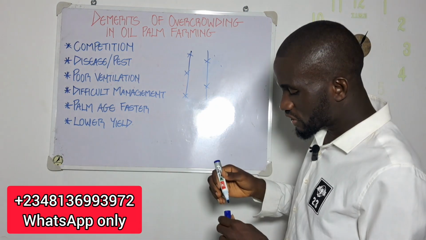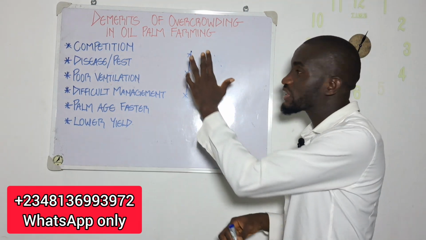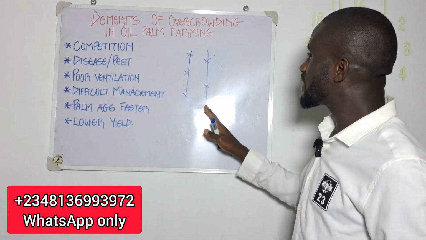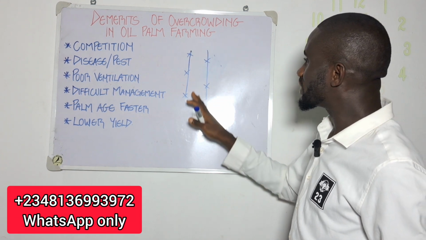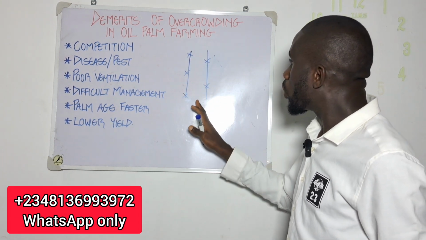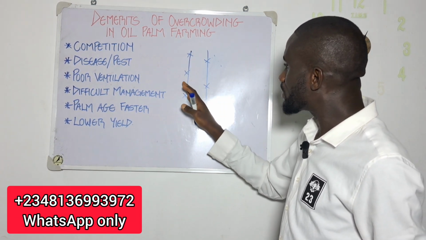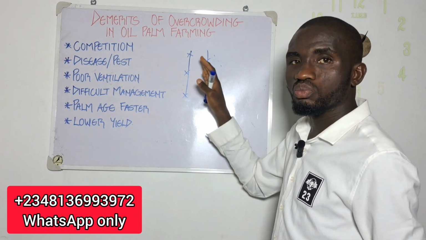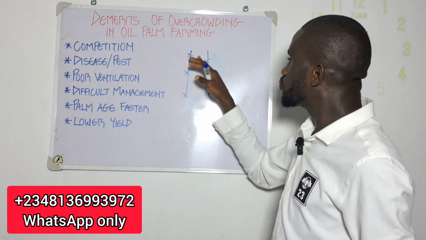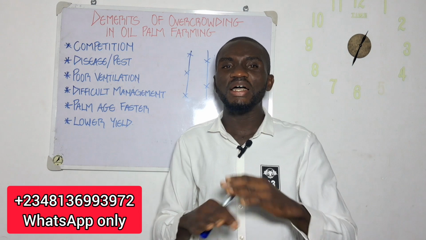where you have your trees well aligned in the 9-meter triangular spacing, you can easily drive your tractor, you can drive your pickup on the interrow spacing like this and pick up your fruit bunches. Do your weeding, use your tractor to do your weeding and every other thing.